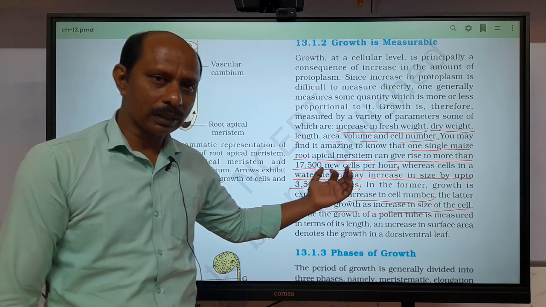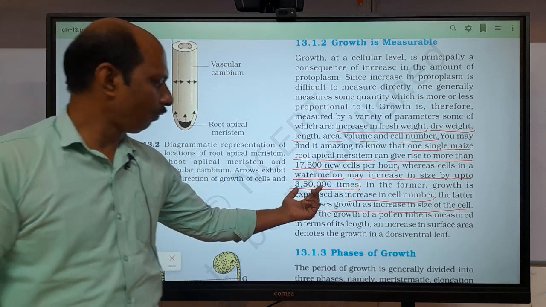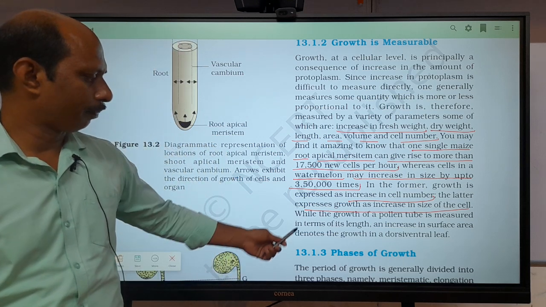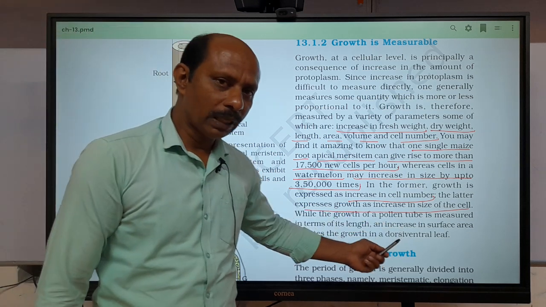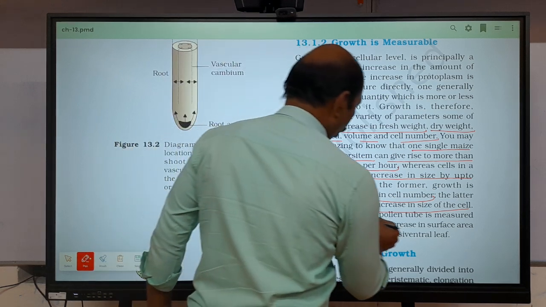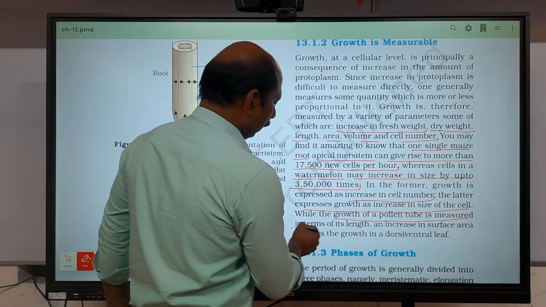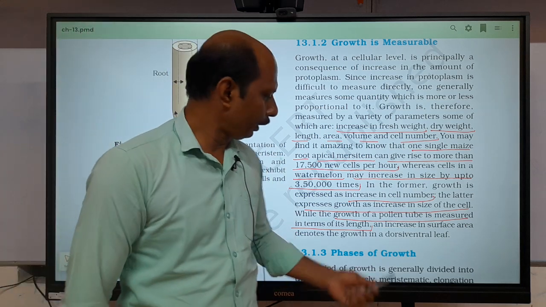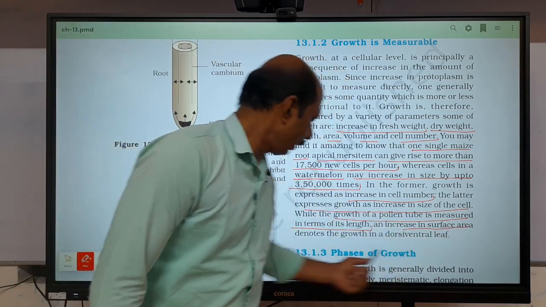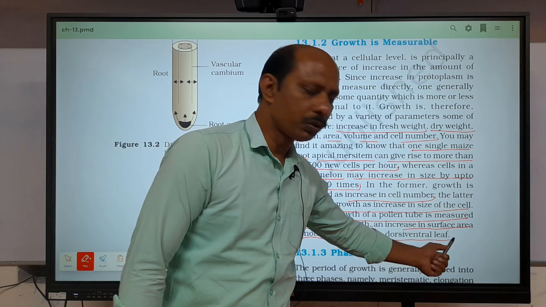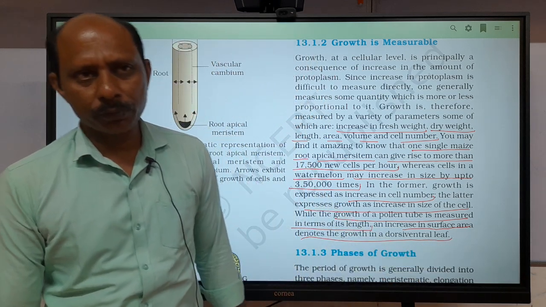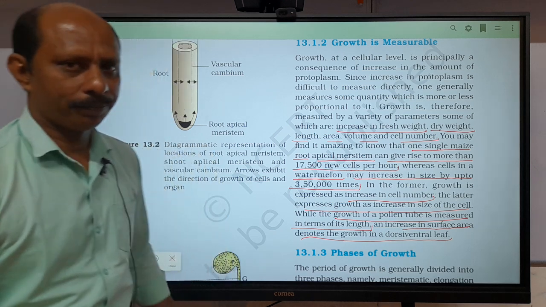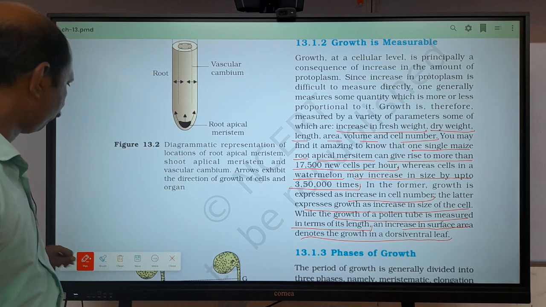Number of cells: 7,500 new cells are there. This is a number, and 3,50,000 times shows the size, right? Now another example is also given, pollen tube. Growth of a pollen tube is measured in terms of its length, right? And area means what? Increase in the surface area denotes the growth of dorsiventral leaves. And you know dorsiventral leaves, where are they found? Dorsiventral leaves are dicot leaves, right?